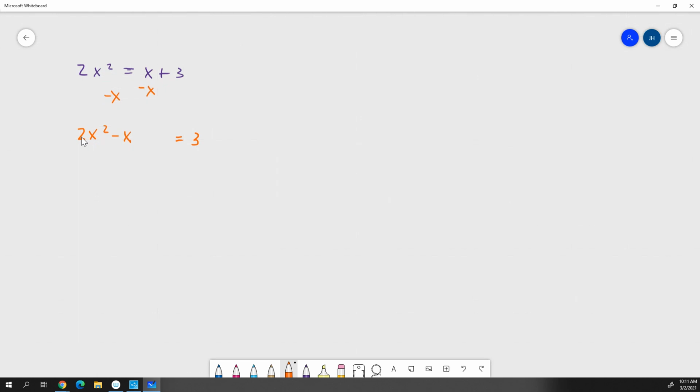Now, I still have a non-1 in my a term, right? This isn't 1, which means I have to divide everything by 2, each piece. And here I get 2 over 2, which is just 1, so that becomes x squared minus, you can write this as negative x over 2, or you could write it as negative 1/2 x, which is how I like to write it, equals 3/2.